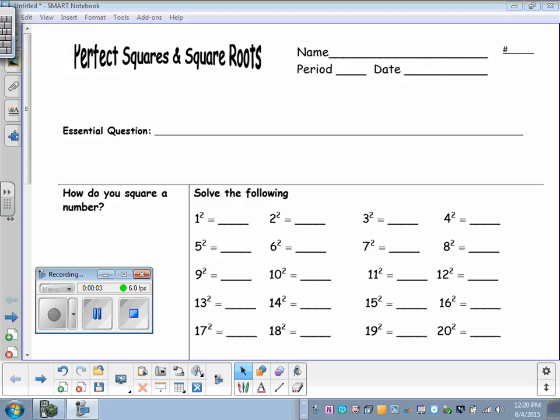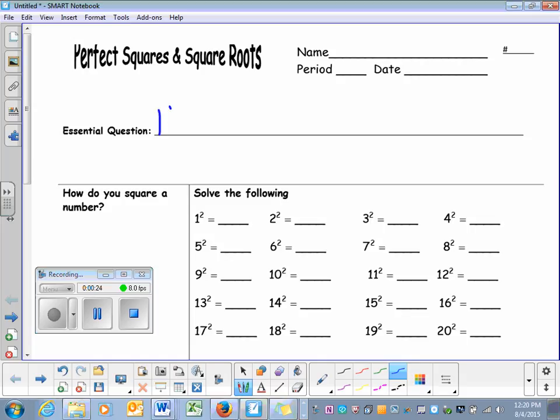As we begin Unit 1B, we are going to start by talking about perfect squares and square roots. These two ideas are inverses of each other, or opposites of each other. When you square a number, the opposite is taking the square root. So it's a perfect combination. Our essential question is, how do I find perfect squares and square roots?